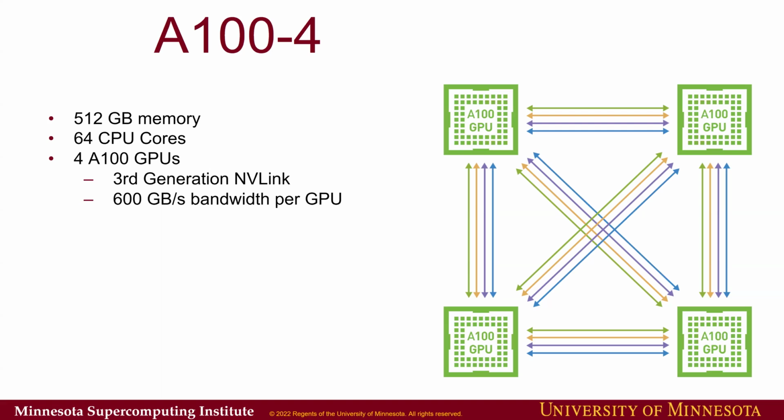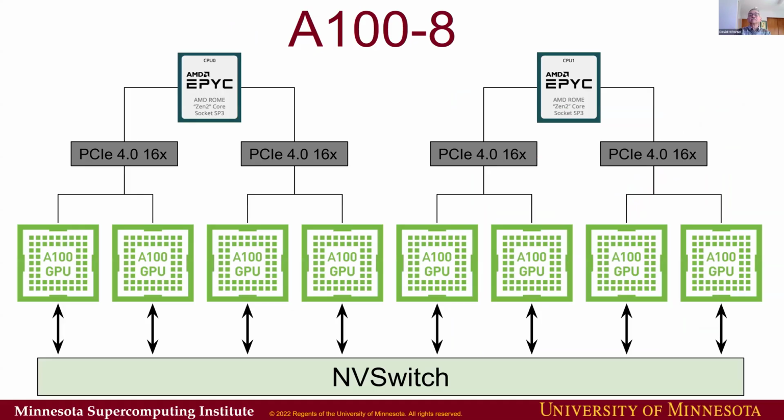Next slide. The A100-8 nodes have 8 A100s in them, but they're configured a bit differently. You have the 2 CPUs that go to 4 GPUs each. And then to go between GPUs, there's this NVSwitch that connects them instead of going directly to each other, like in the A100-4 case. Next slide.